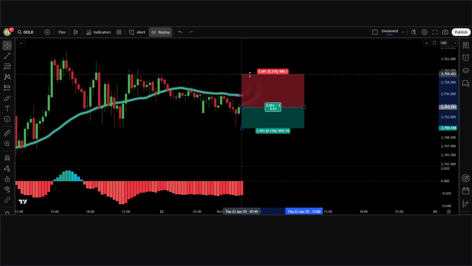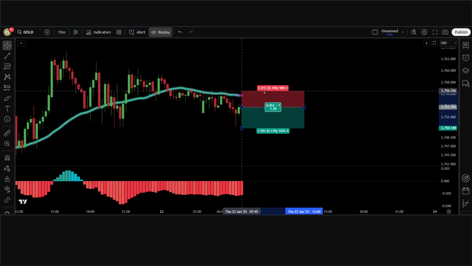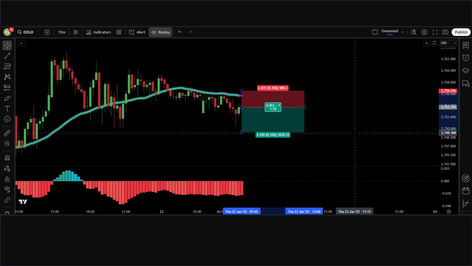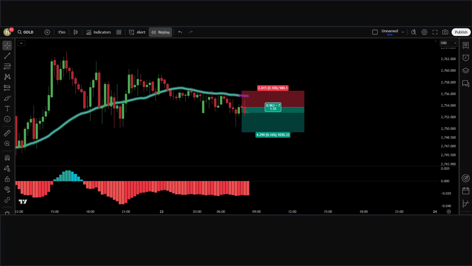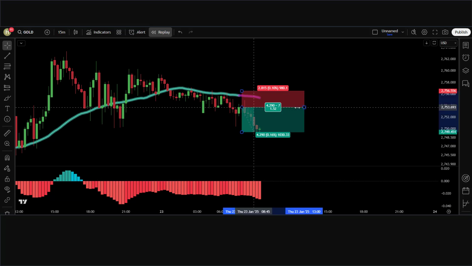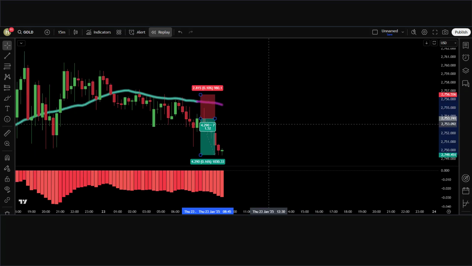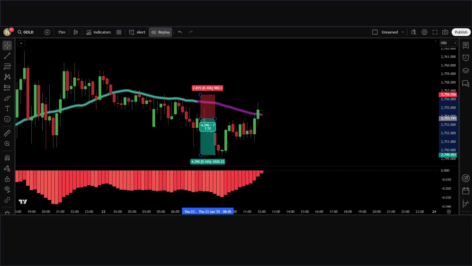Our stop loss will be placed at the current market high, and the risk to reward ratio will be 1:1.5. The market has completely hit the target. Now let us understand the long position.